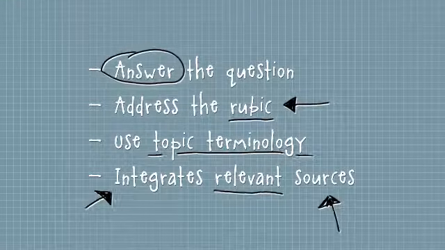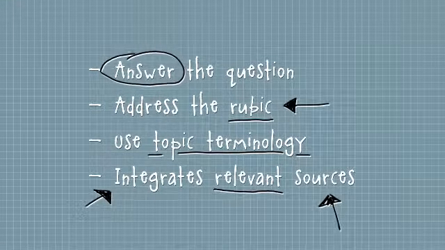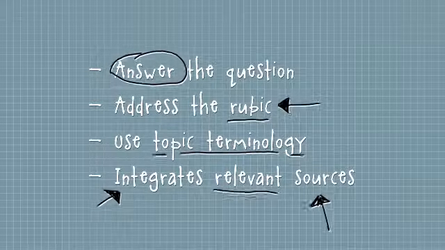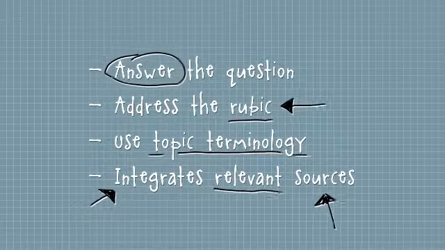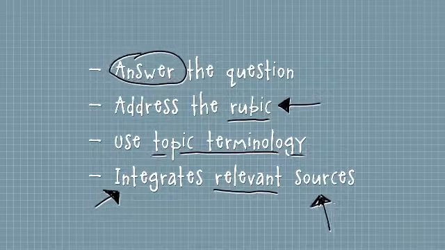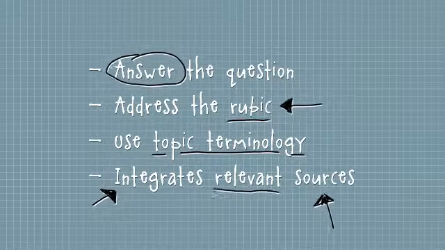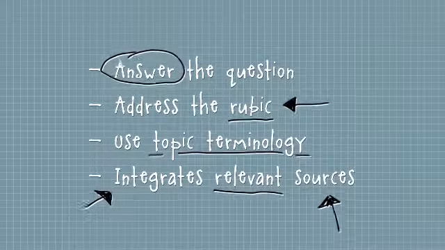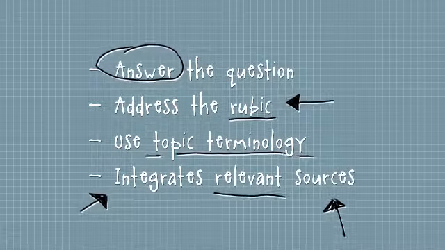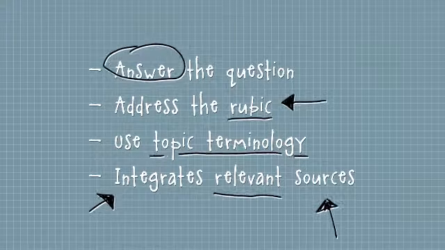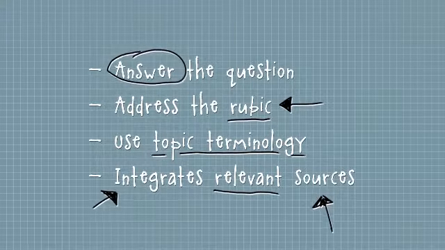That's really important. A quality answer answers the question. It addresses the rubric. It uses topic terminology rather than writing in general terms. It integrates relevant sources. It doesn't just name drop. You need to illustrate what you're saying or support your explanation or argument by integrating reference to sources.